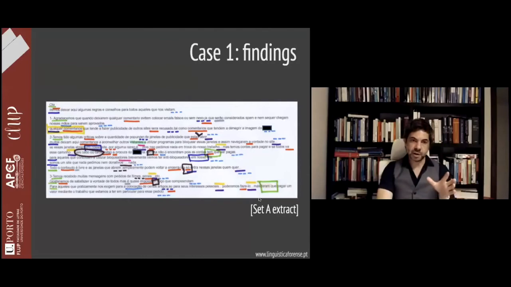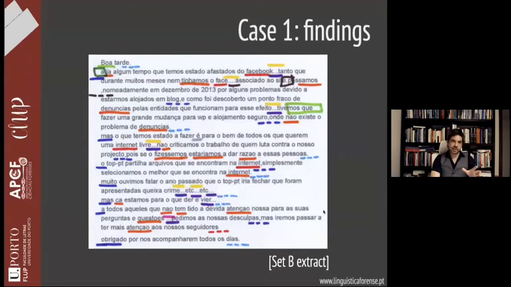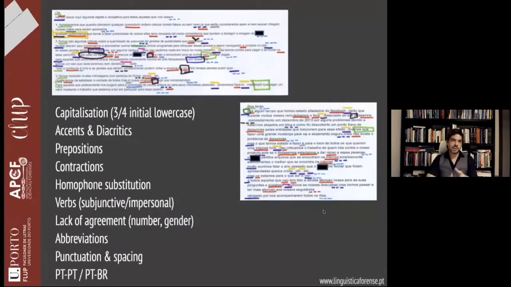We're looking at an extract of the website. This is an extract of the Facebook page, and if we look at them side by side, you will see by the colors and the shapes that there are some recurrent patterns shared between both extracts. And when I actually analyzed the text, I found that they were similar in several respects. For example, 3/4 of the sentences started with initial lowercase, which is not grammatical. There were problems with accents and diacritics. There were problems with prepositions. The contractions used were the same across the two sets of texts.